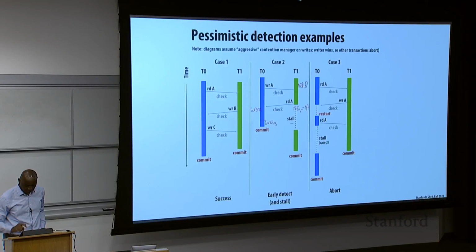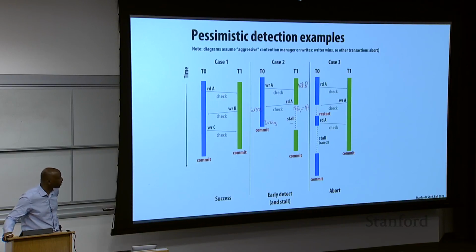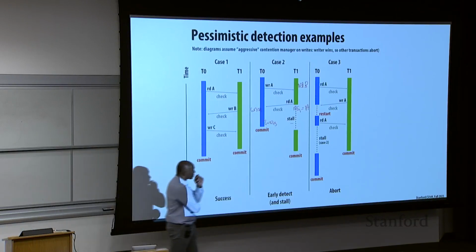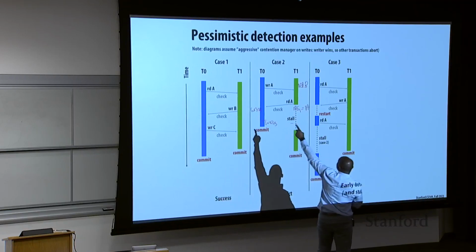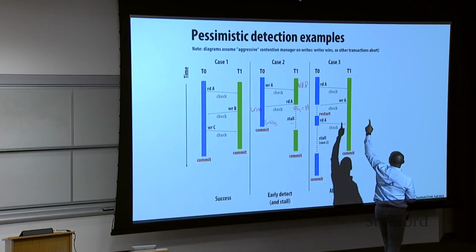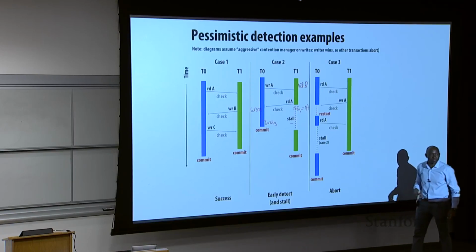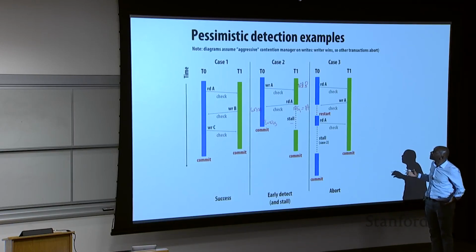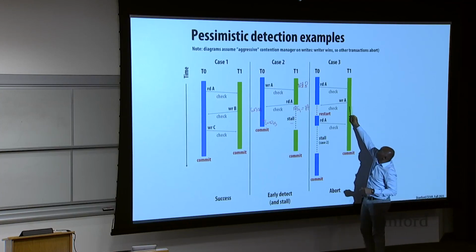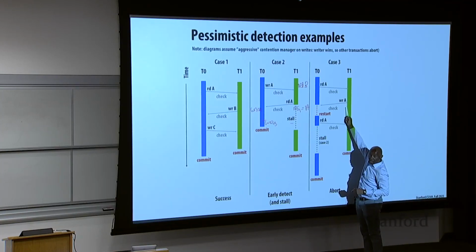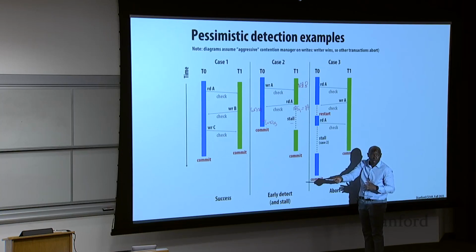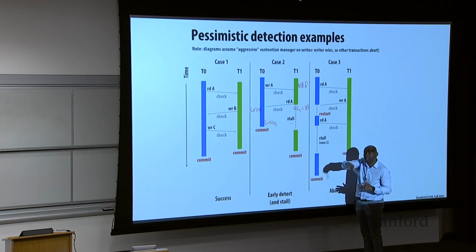Read of A, stall, and then we keep going, right? Any questions? Yeah. So when do you know that you start T0? Remember, aggressive contention management on writes, writer wins, so other transactions abort. So writer always wins. So at this point, if there's a read-write conflict, the writer wins, right? So if another transaction has already written and then you're doing a read, then you stall, okay?